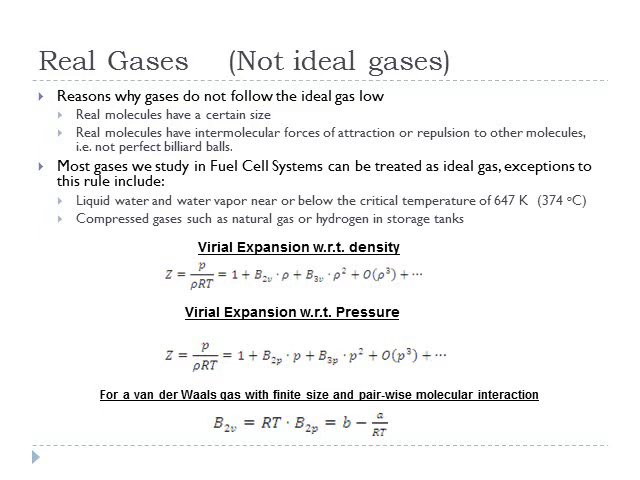And for van der Waals gases that have finite size and pairwise molecular interactions, what you'll find is B sub 2V is equal to RT times B sub 2P. So there's a relationship between the first order correction, if you do it either in density or pressure, and it's equal to B minus A over RT. B tells you something about the volume, and A tells you something about the intermolecular forces. And if you're interested, you can check out any Wikipedia page on van der Waals gases to show you where B and A come from.